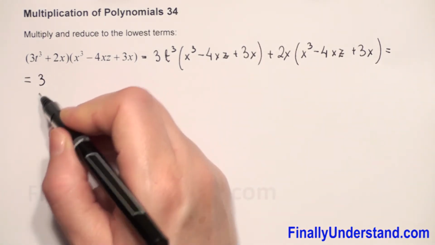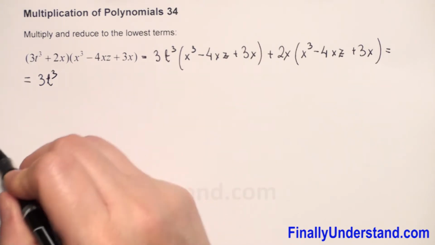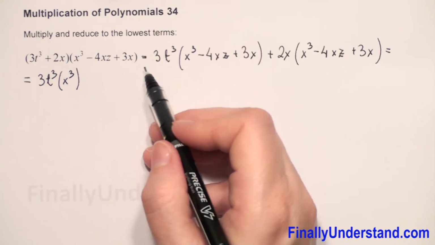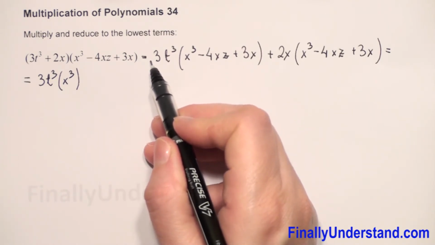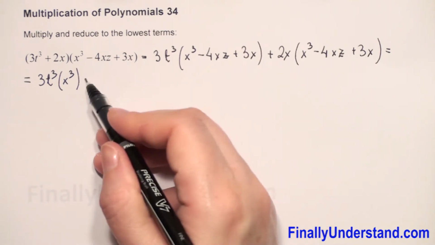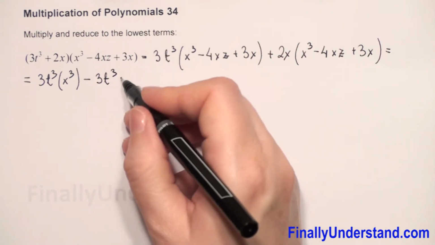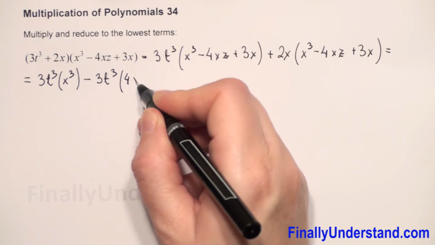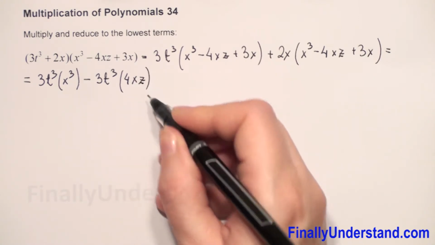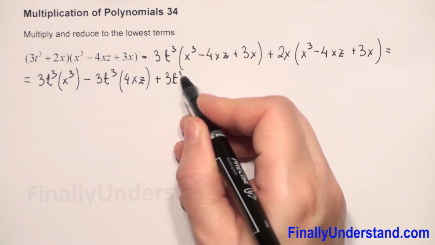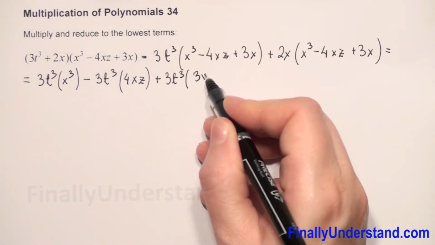So we will have 3t cubed times x cubed first. Next, when we don't have a sign, it's always positive, so positive times negative gives me negative. We have 3t cubed times 4xz, positive times positive, so we have positive 3t cubed times 3x.